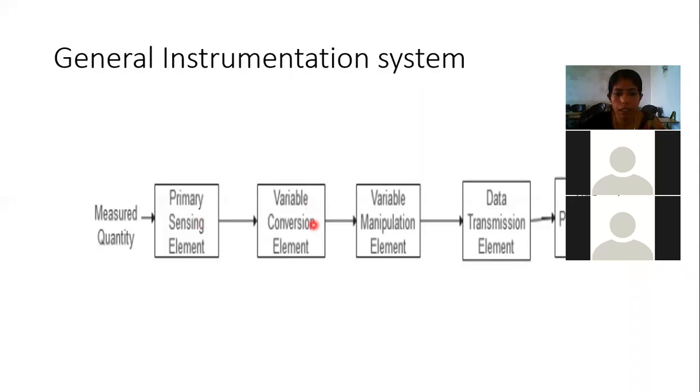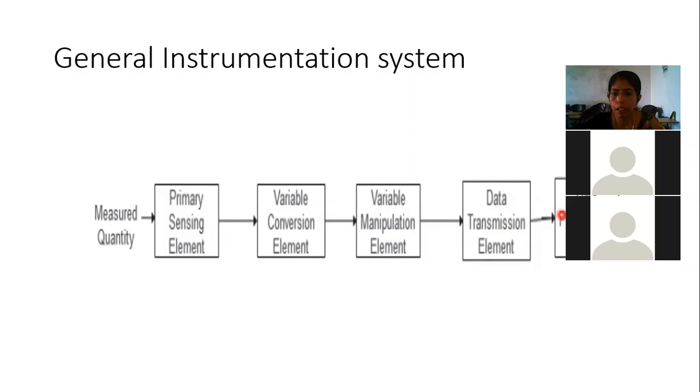So we have to modify that output of the transducer by using these two stages, variable conversion element and variable manipulation element. For example, an analog to digital converter is an example of a variable conversion element, and the output in another form is given to the variable manipulation element. To get a high magnitude signal, we have to amplify that signal. So we use an amplifier, a transistor amplifier, as a variable manipulation element, and the output of the amplifier is given to the data transmission element, and the data transmission element can transmit the output of this manipulation element to the presentation element.